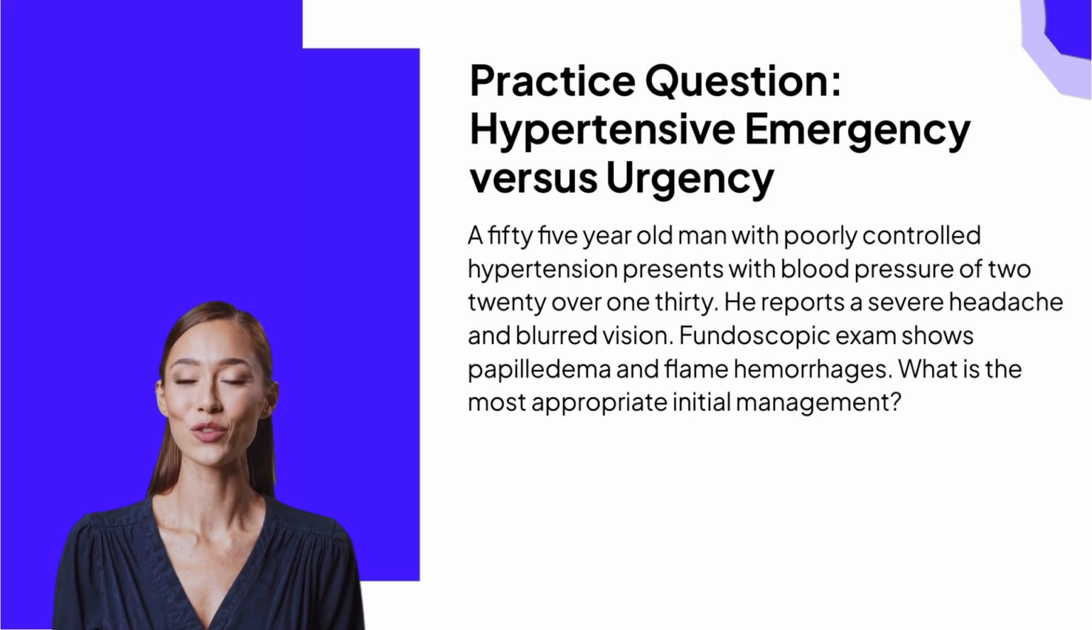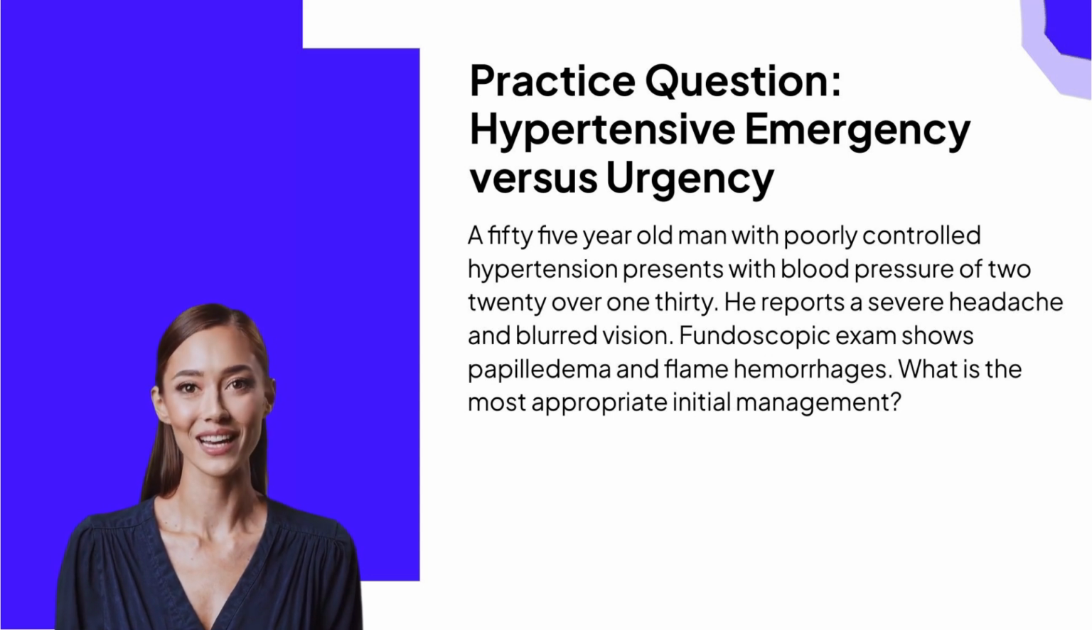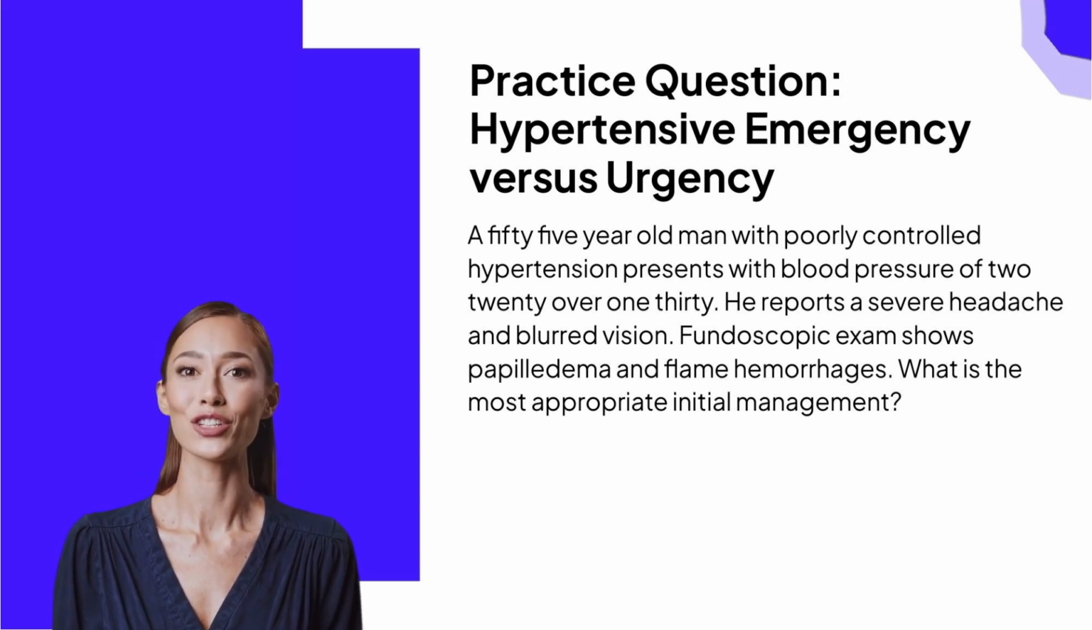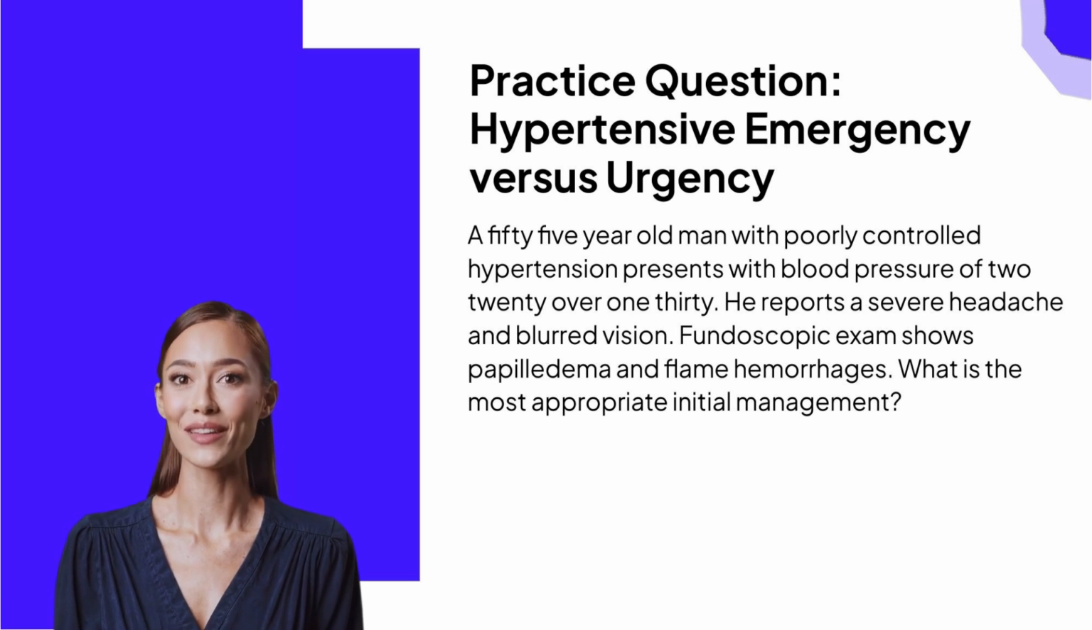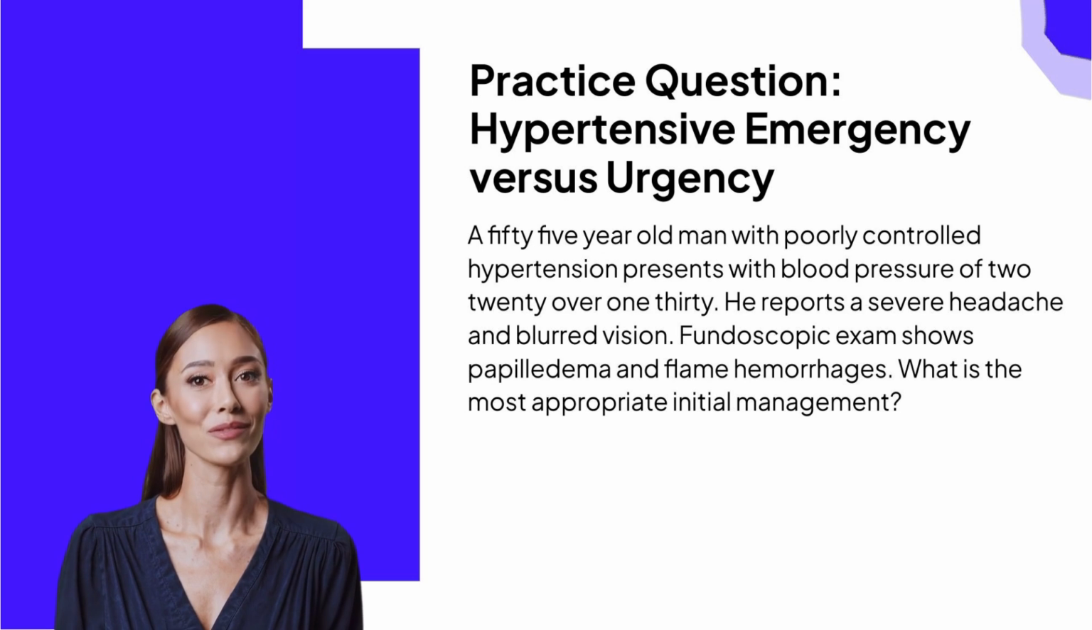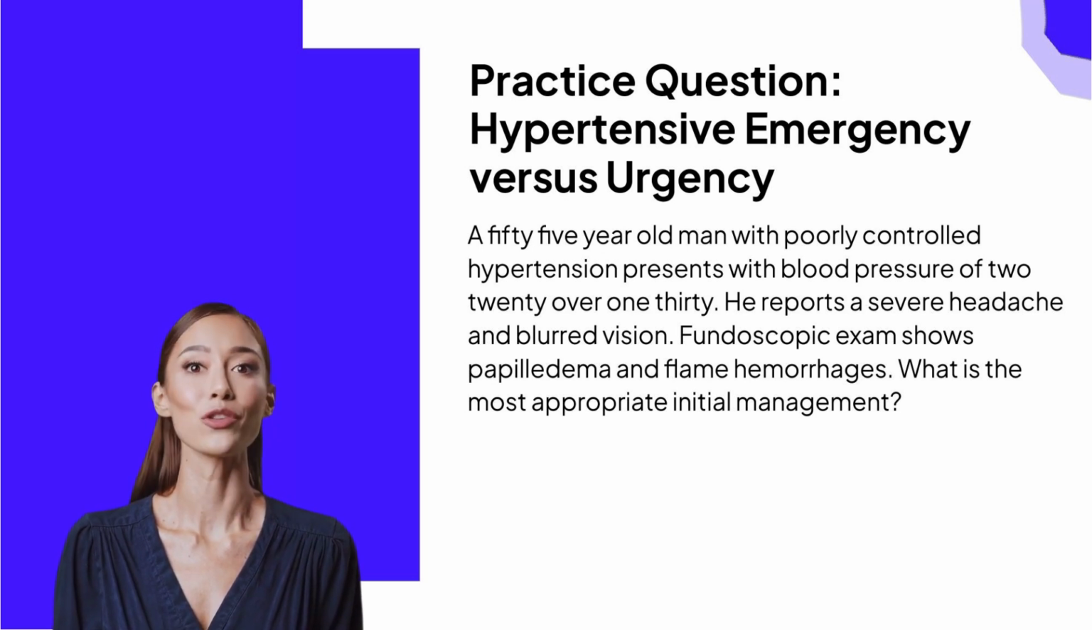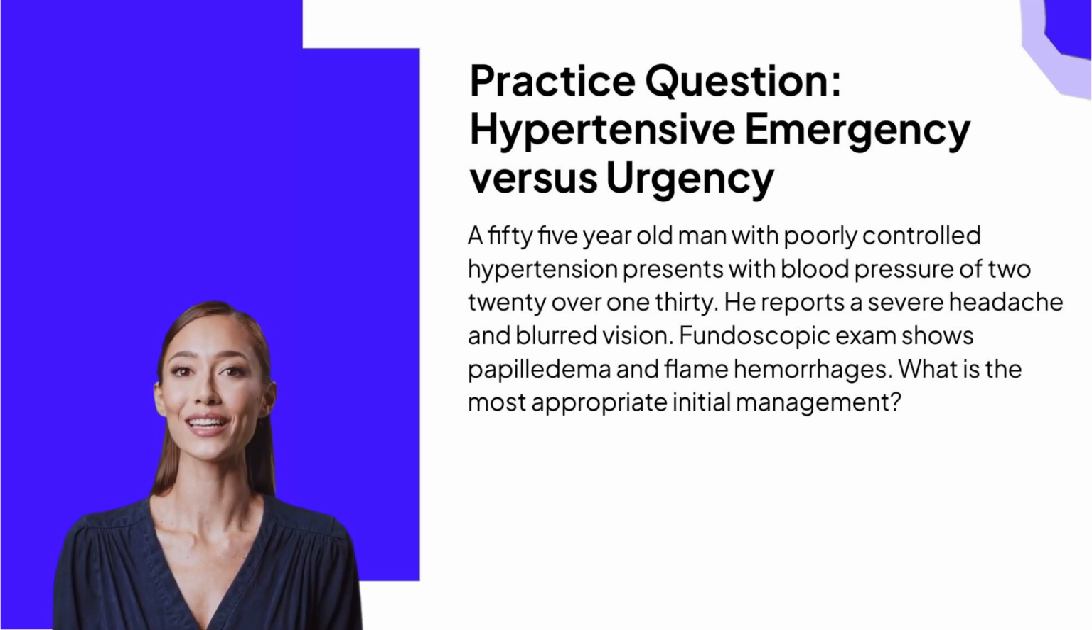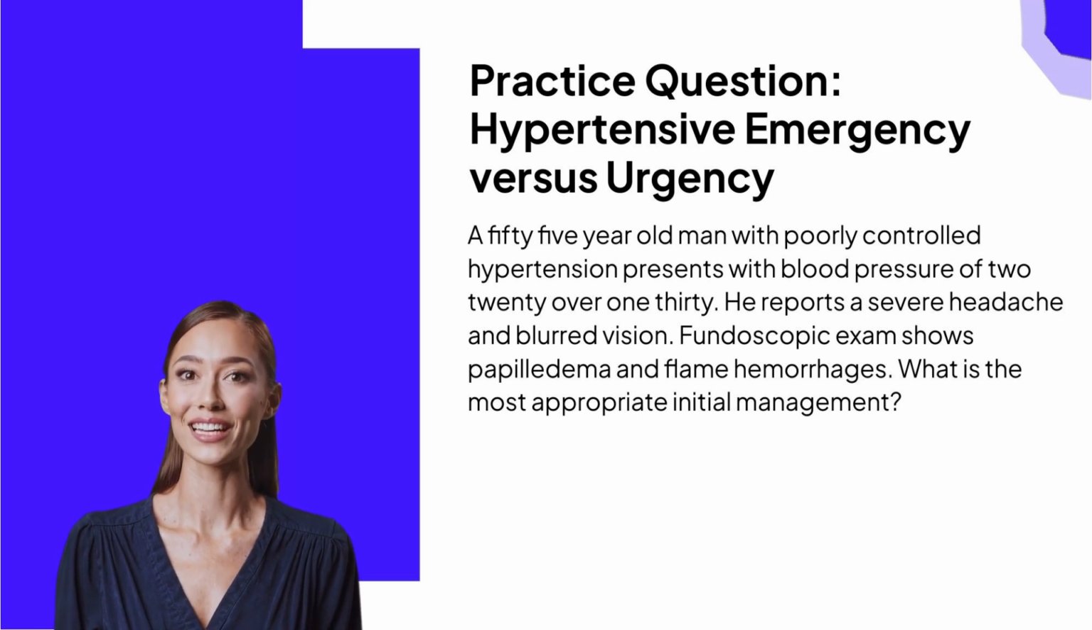A 55-year-old man with poorly controlled hypertension presents with blood pressure of 220/130. He reports a severe headache and blurred vision. Fundoscopic exam shows papilledema and flame hemorrhages. What is the most appropriate initial management? This question is testing whether you can distinguish between hypertensive emergency and urgency. The management is completely different.